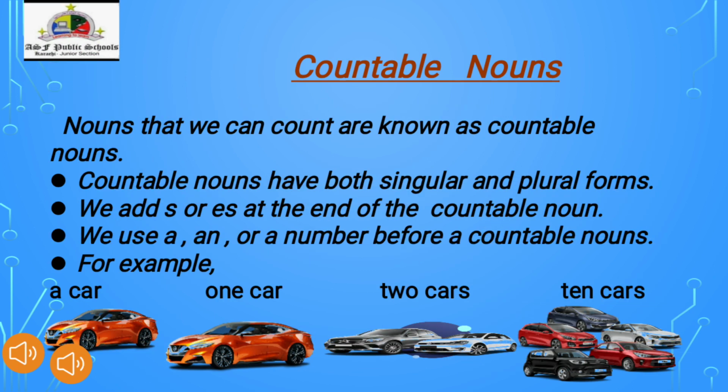Let us first learn about countable nouns in detail. Countable nouns. Nouns that we can count are known as countable nouns. Countable nouns have both singular and plural forms. We add s or es at the end of the countable nouns. We use a, an, or a number before a countable noun. For example, a car, one car, two cars, 10 cars.